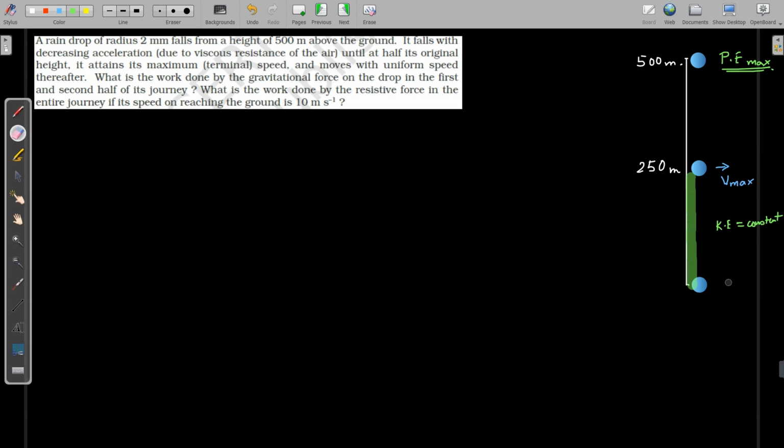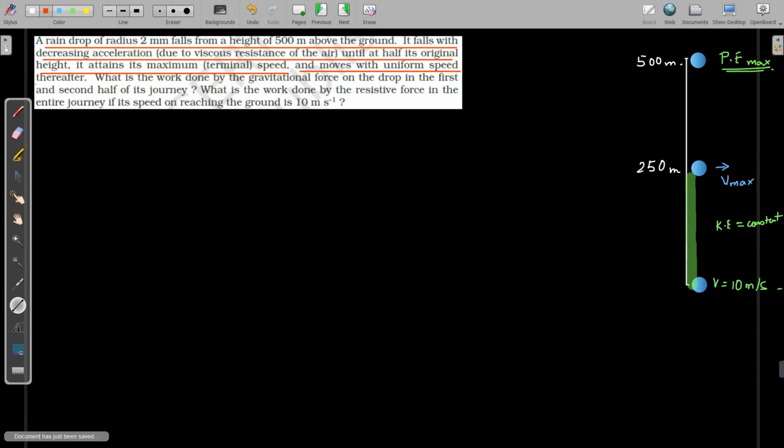It reaches with a particular velocity that is given in the question. V is equal to how much? 10 meter per second. Okay, so we will understand this question again from before. A raindrop of radius 2 mm falls from a height of 500 meter above the ground. It falls with a decreasing acceleration until at half of its original height it attains maximum speed. So here at this point it attains maximum speed and moves with uniform speed thereafter.